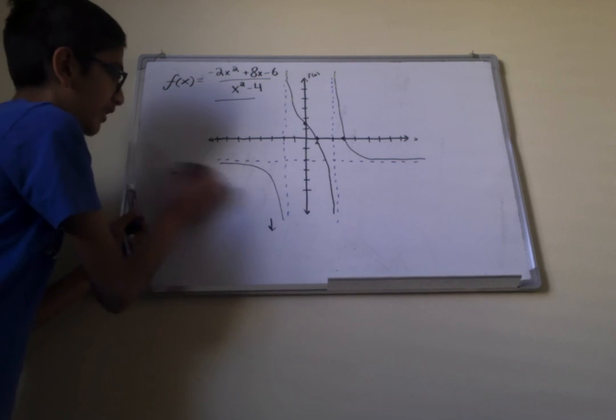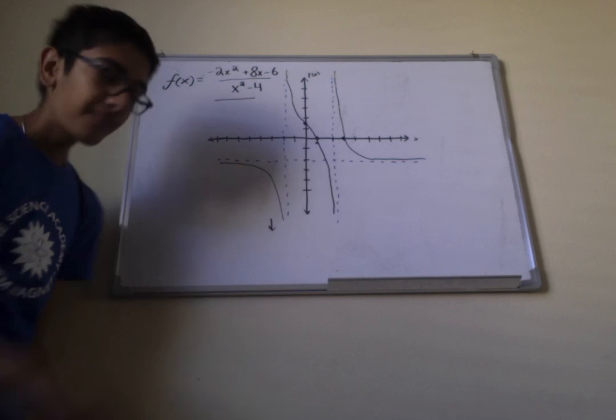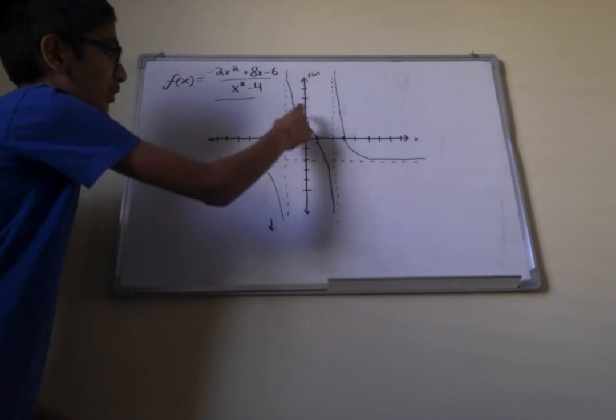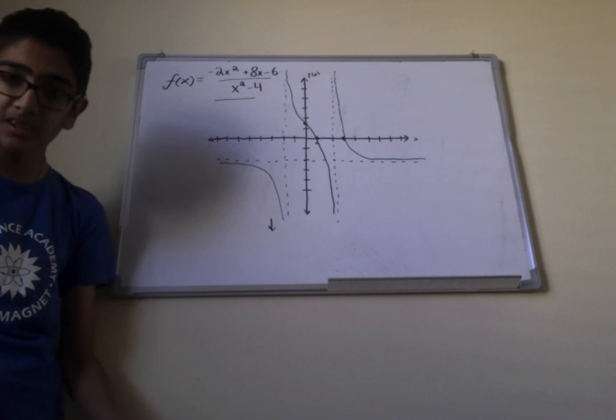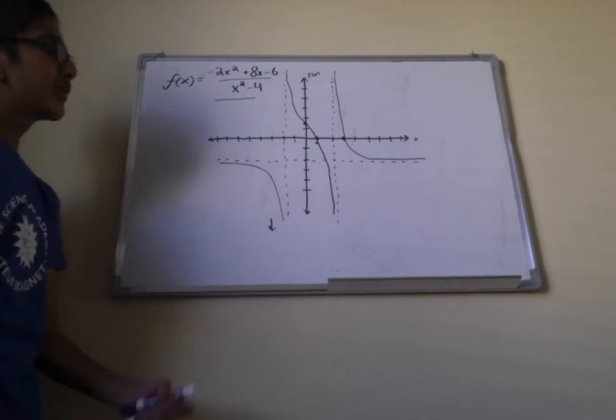So, in a nutshell, this is how you do these functions. You first find your vertical asymptotes, your horizontal asymptotes, and some key points, and then connect the dots. And then if you do not trust yourself on the test paper, just plot some points.